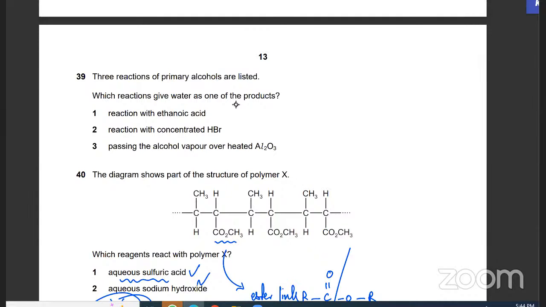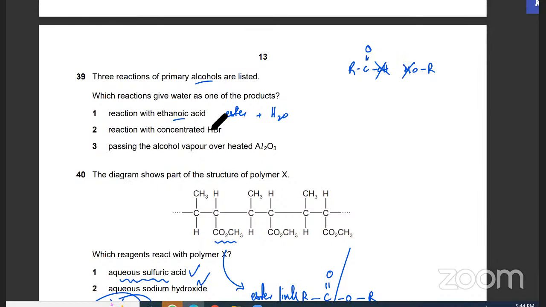So next one, the 3 reactions of primary alcohols are listed. Which reactions give water as one of the products? First one is, what happens when alcohol reacts with ethanoic acid? Will it produce water? What does it produce? Okay, so an alcohol with a carboxylic acid will produce an ester, and it will also release a water molecule. This is what happens, that when you have a carboxylic acid and you have an alcohol on the other side, the OH and the H are lost in the middle, and the two groups, they join up.